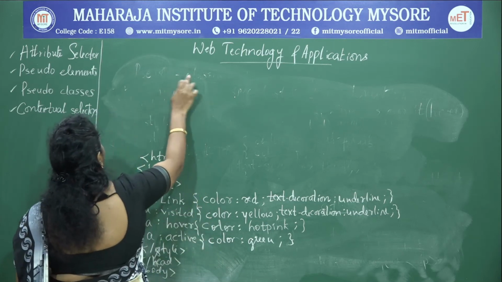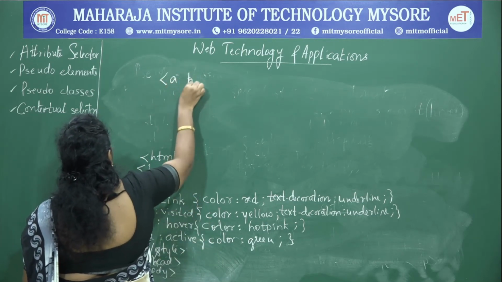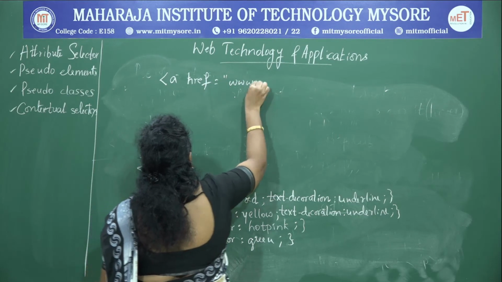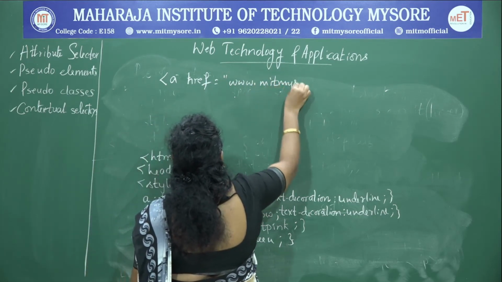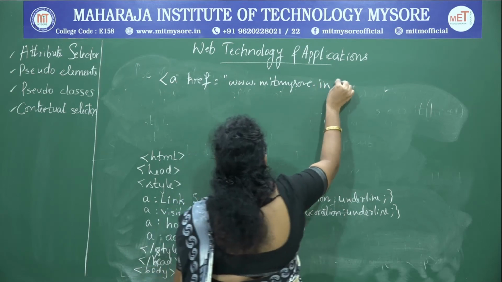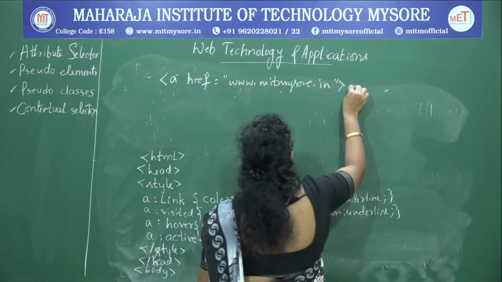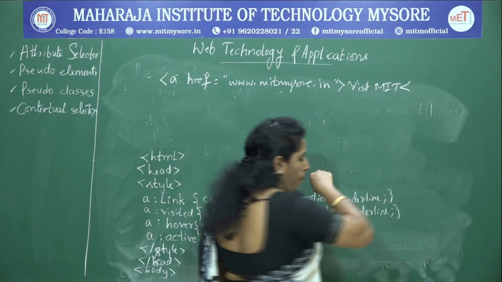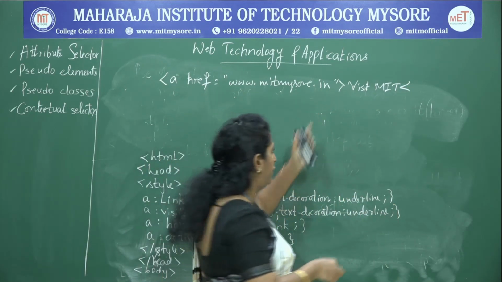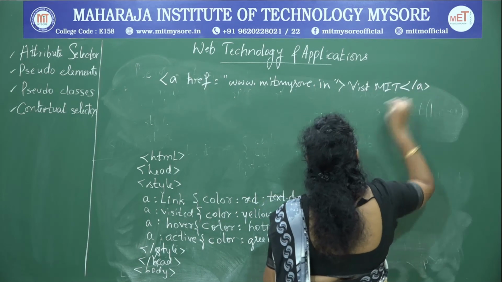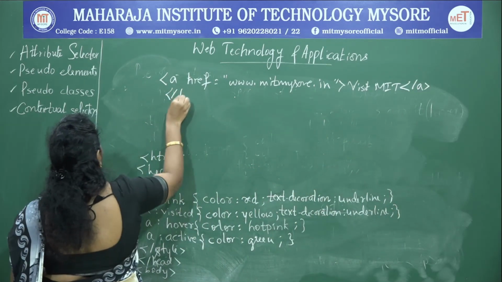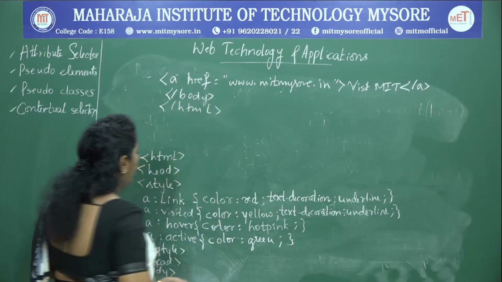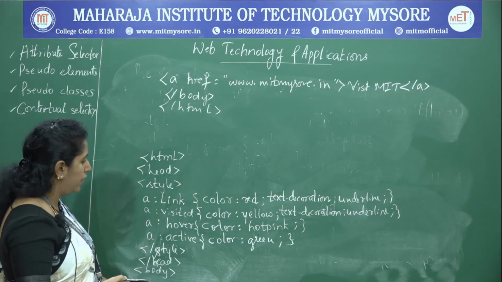Okay, I am going to write here: a href equals www.mitmysore.in, then the link text "Visit MIT". Visit MIT is the title of the link, and close the anchor tag. Also close the body, also close the HTML. Now what happens here?